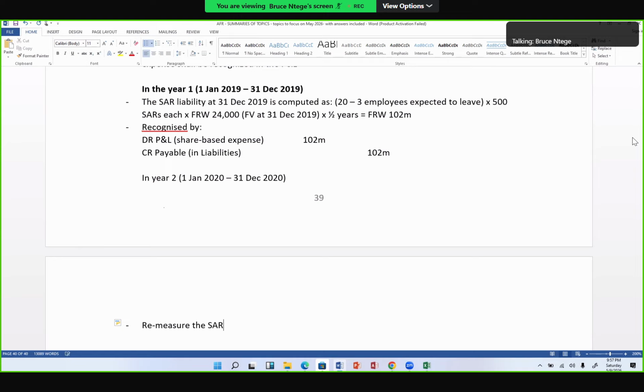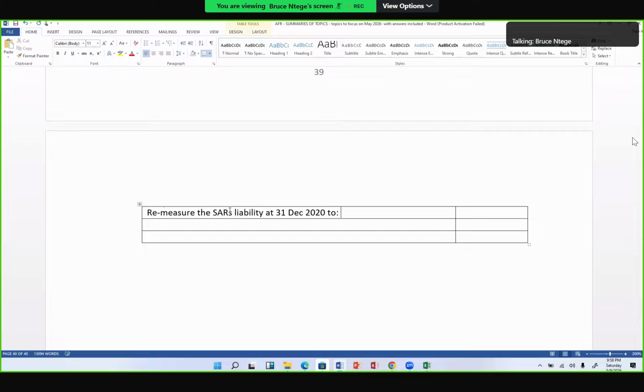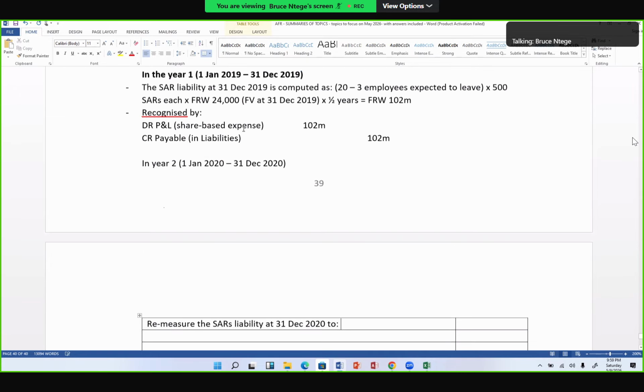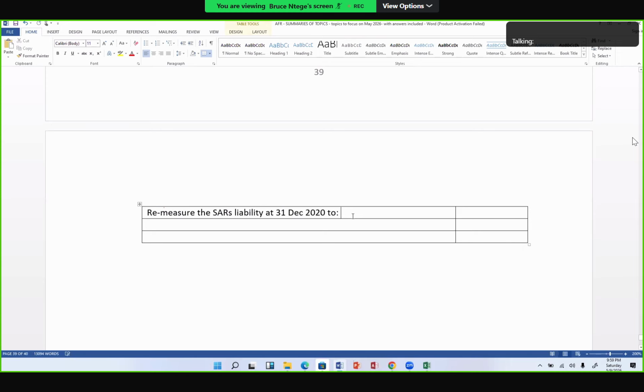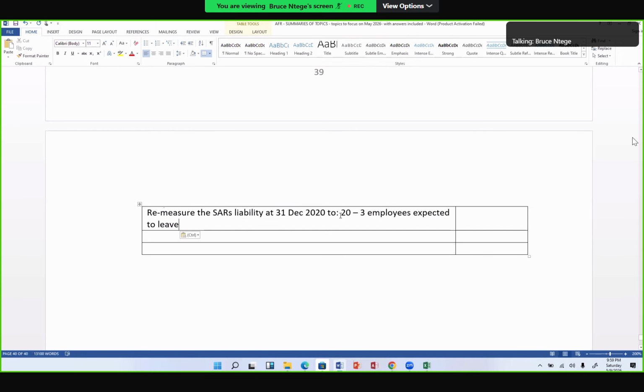So the figure that I'll have here will now continue to be 17 employees, because that's the number that continues in all the 2 years. 3 people left. Maybe I can put it again as 20 minus 3, exactly how I did here. So 20 minus 3 employees that I expected to leave. This time around, I'll say again 500 share appreciation rights each.